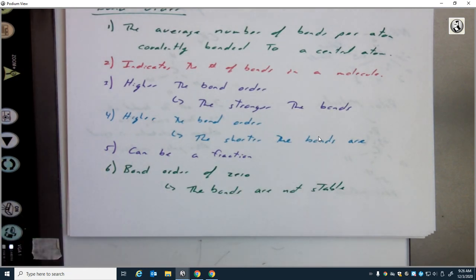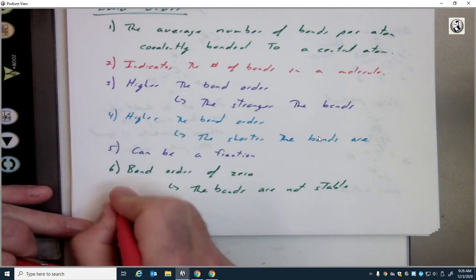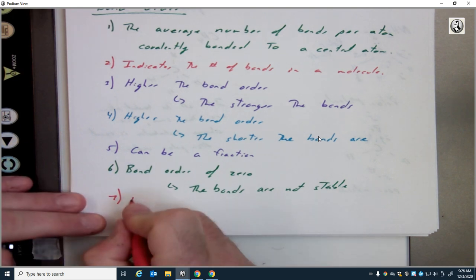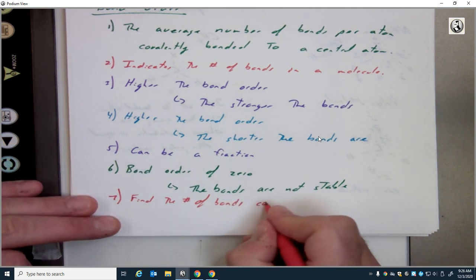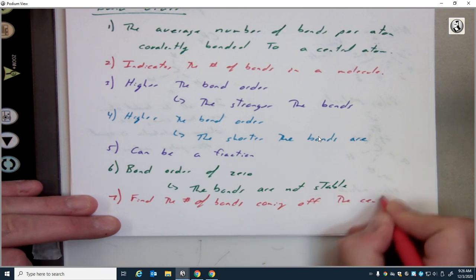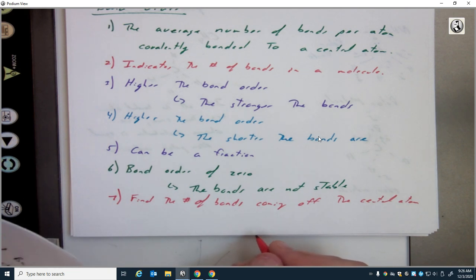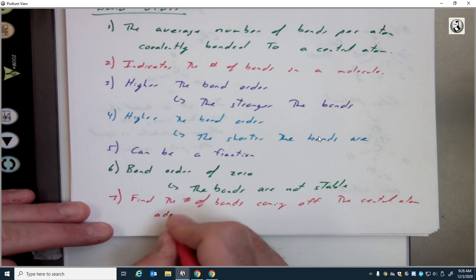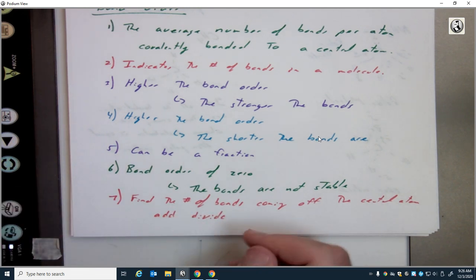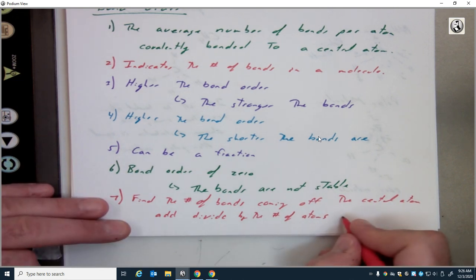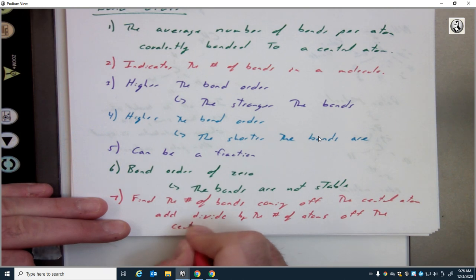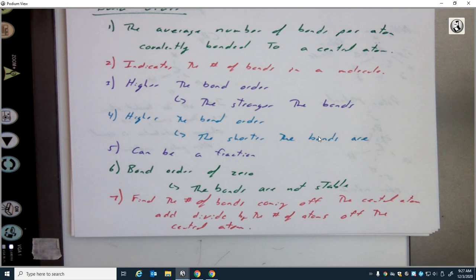So how do we actually calculate this? That's our number 7. So what we're going to do is we're going to find the number of bonds coming off the central atom and divide by the number of atoms off the central atom. Okay, so we count the number of bonds coming off the central atom, and then divide it by the number of atoms off the central atom. It's easy. Okay, so let's try it.